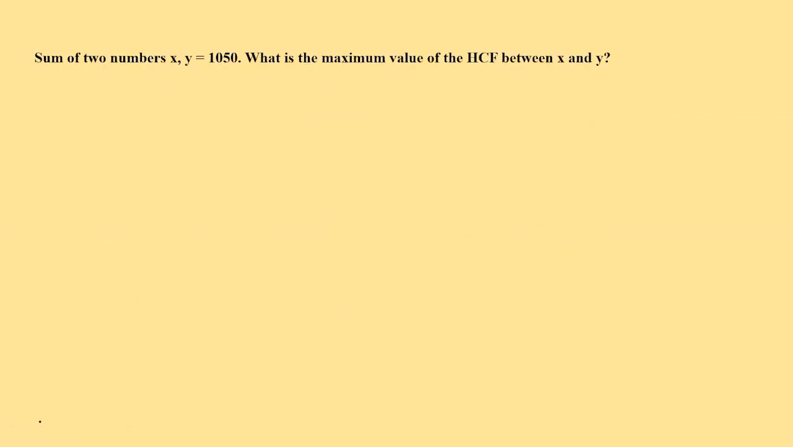So I would like you to please take this problem and I would give you a maximum of 1 minute for this. The sum of two numbers x comma y is going to be 1050. What is the maximum value of the HCF between x and y? 1 minute for this. And please put your answers on the chat box.